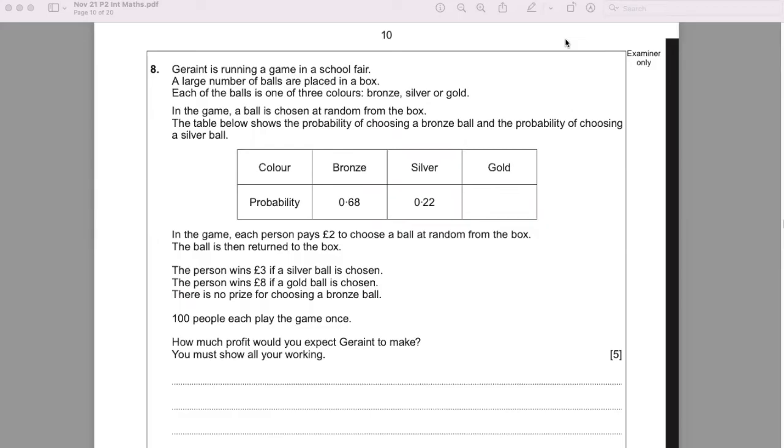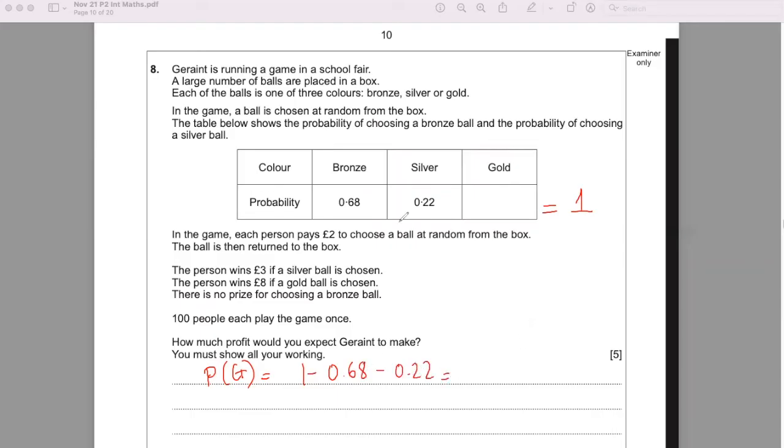So you've got a probability table here, and you can see the gold is missing. So basically, you would have to work it out. Most of the time when it's missing, it means you have to work it out. So let's do that very quickly here. You know all the probabilities add up to 1 because of an event, it's 100%. So the probability of gold would just be 1 take away 0.68 take away 0.22.